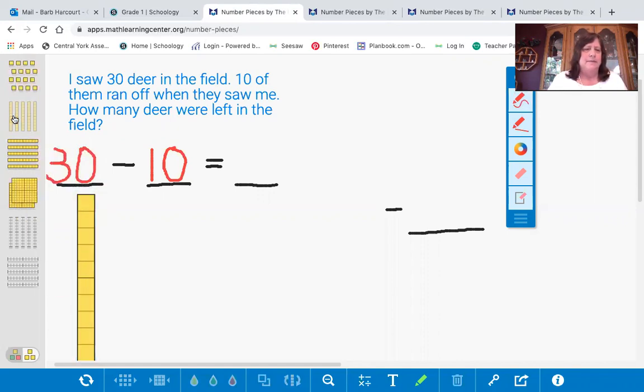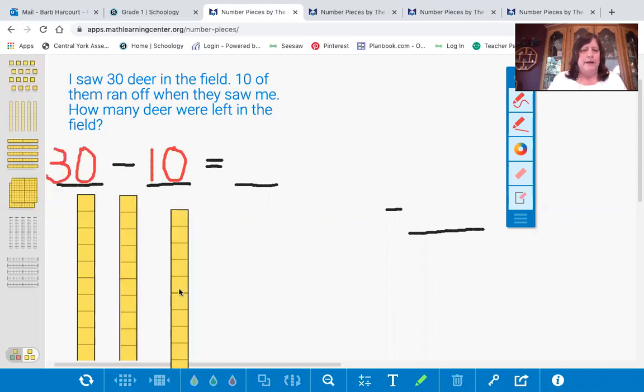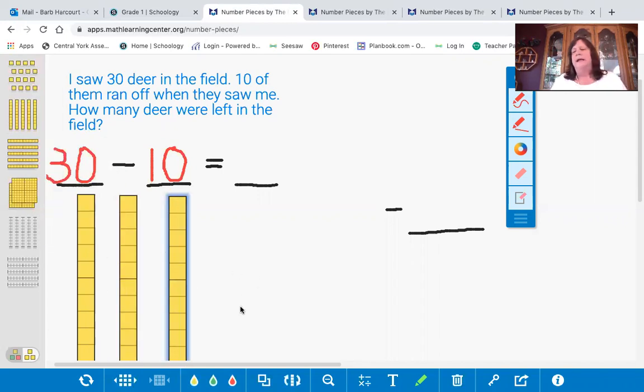10, 20, 30. There's my 30 deer standing out in the field. The next sentence says 10 of them ran off when they saw me. They disappeared. Where did they go? So how can we do a picture to show 10 ran off out of these 30? Let's just put an X over the 10 frame, and now we won't count that.